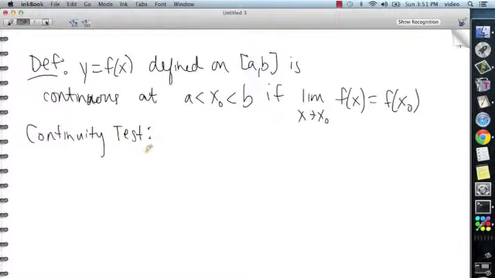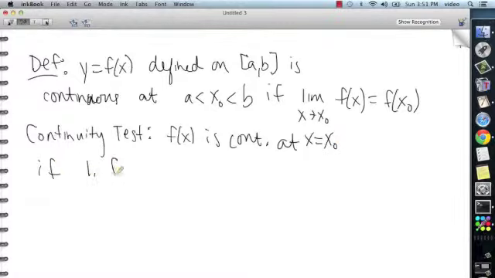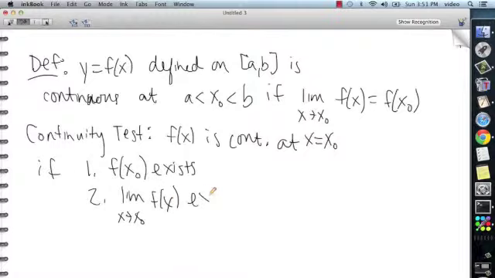The continuity test says that f of x is continuous at the point x naught if 1, f of x naught is defined, 2, the limit as we get close to that point x naught of the function exists, and finally they have to be the same thing.